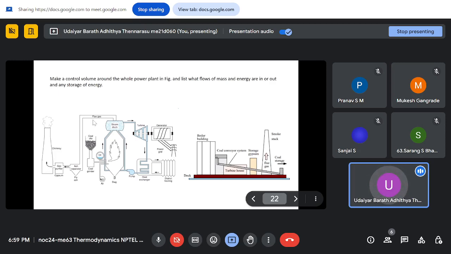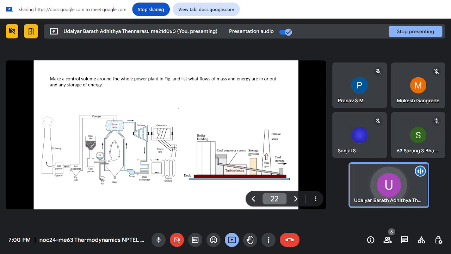You have multiple components. You see this is a whole power plant. You have a chimney, an ash separator, coal burning, steam and oil, pumps, a heat exchanger, a turbine, and then a generator. You have multiple components, but you can simplify the whole thing by putting a control volume around it to study the whole power plant as a system. You can study it simply as a system.